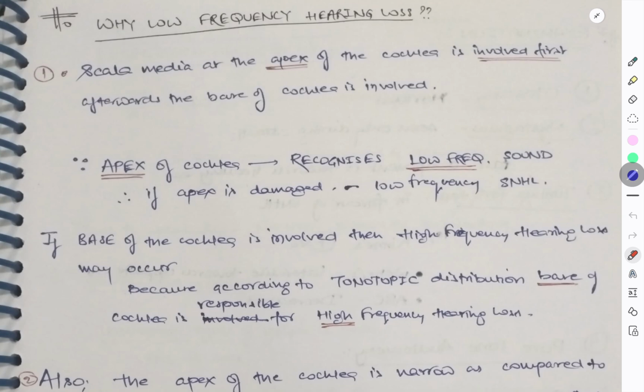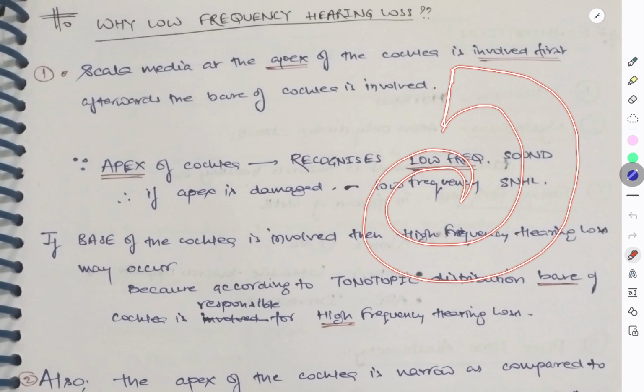Why is there low frequency hearing loss? For that, let's draw a cochlea. This is the base of the cochlea. You can see at the base of the cochlea the area is more, and this is for high frequency. And this is the apex of the cochlea. You can see the area is very less, so any pressure can start creating micro tears. And here it is for low frequency.